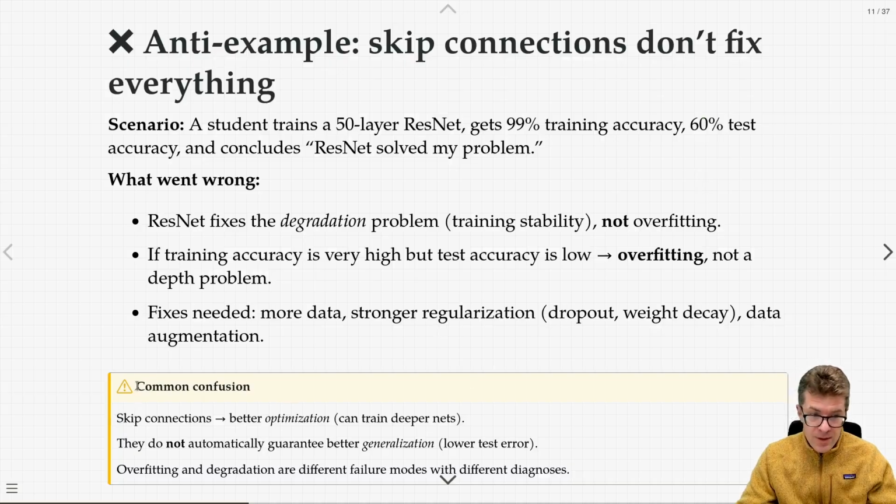So here's just avoiding some common confusions with ResNets. Skip connections give you better optimization, so you can train deeper and deeper neural networks without falling into the traps that we've found laid out for us. But just because we have a new tool doesn't mean our other problems are solved. It's not a silver bullet. And you have to remember that overfitting and degradation are different failure problems with different diagnoses, and go back to the different modules in the past to remember that.